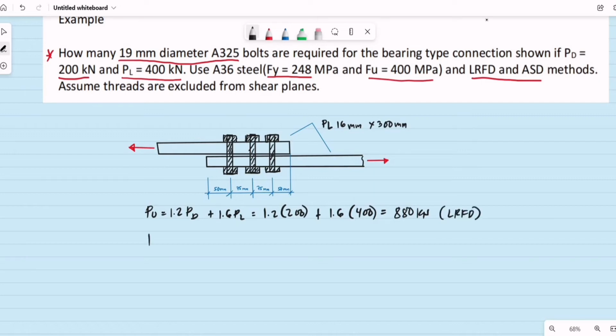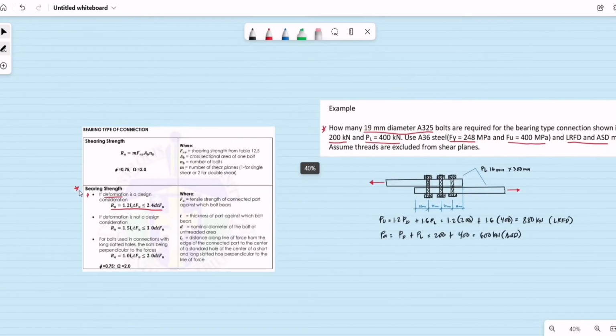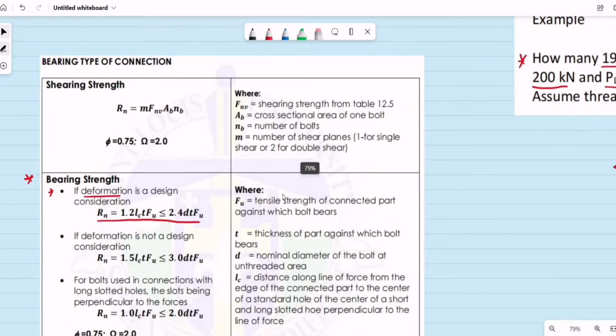Okay, then for the ASD, that is the P sub A. So that is basically the dead load plus the live load. So this is equal to 200 kilonewtons plus the live load of 400 kilonewtons, so a total of 600 kN. And this is for the ASD. Okay, so again, we proceed to the bearing strength of one bolt.